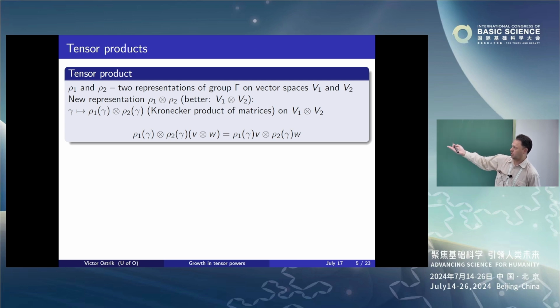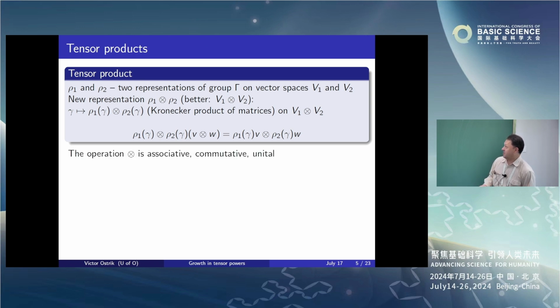and the action is given by a quite obvious formula, unfortunately written here with mistakes. Well, this operation, it's easy to see that it's associative, commutative, and unital, it has units. So there is some particular representation such that when you tensor with this representation, you get the same representation back. It's the trivial representation. It also distributes over direct sums.